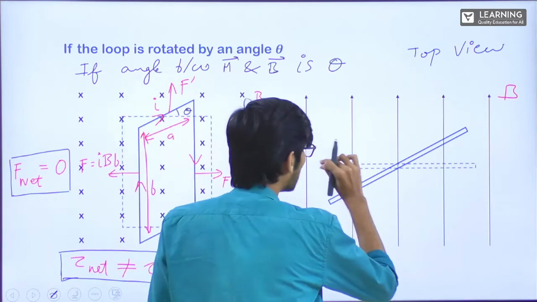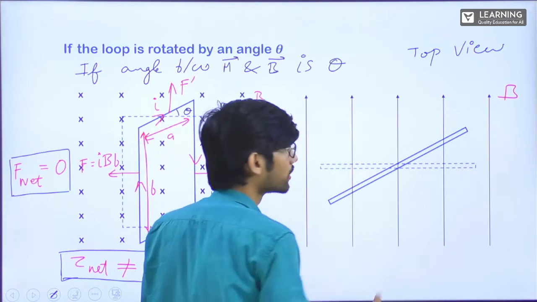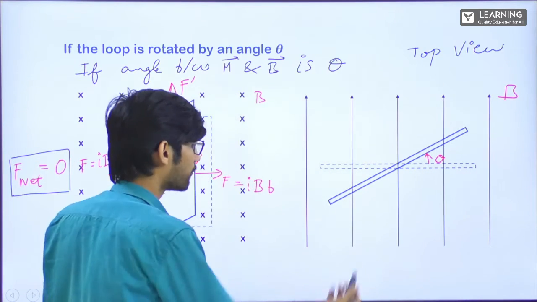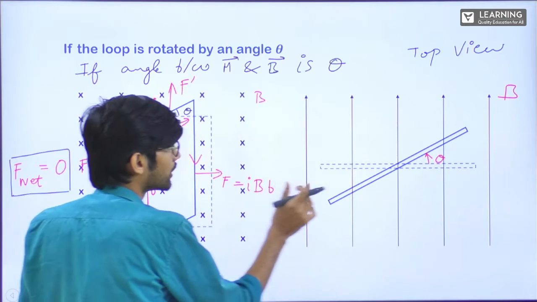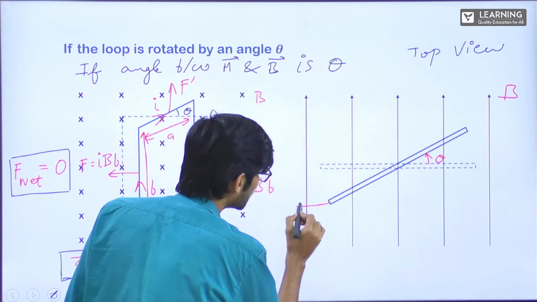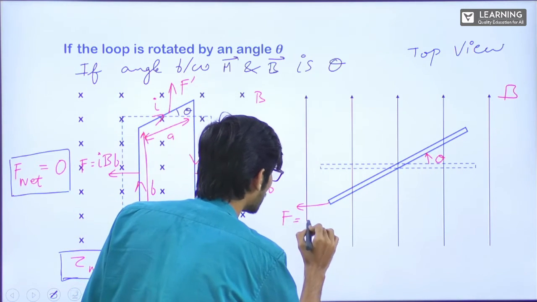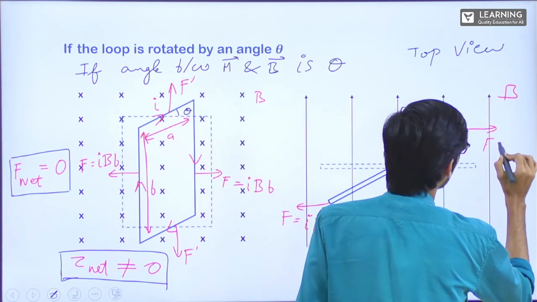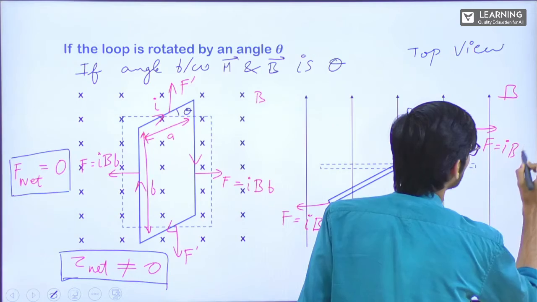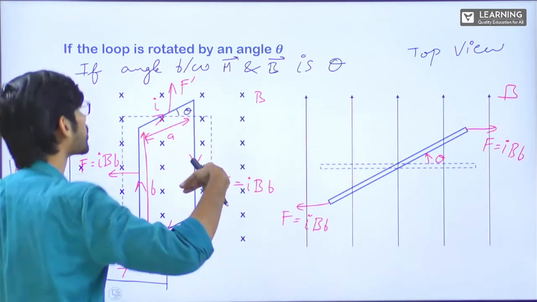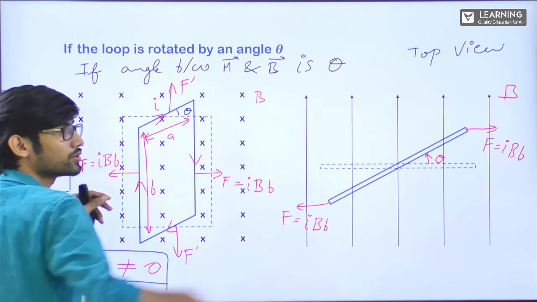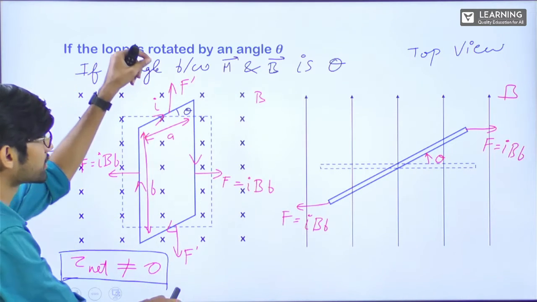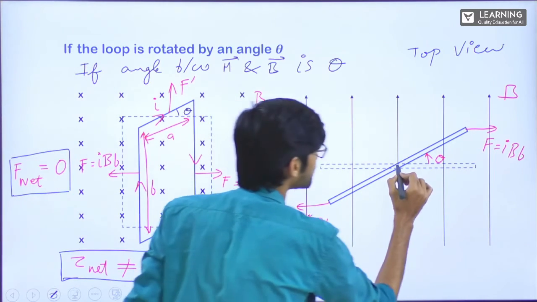So earlier my rectangular loop was like this. Now it is rotated by angle theta. If you see this force, this force will be this side, F is equal to IB into B. This force is this side, that is IB into B. Correct? These two forces. From top, if I see, these forces will look like this only. Correct? These two forces will cancel out each other.